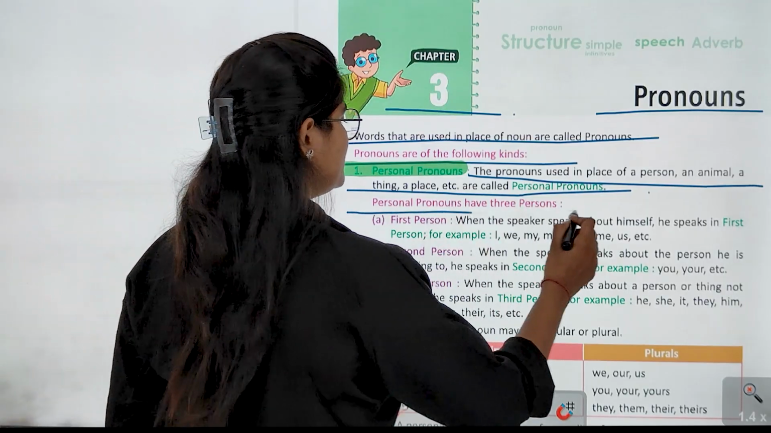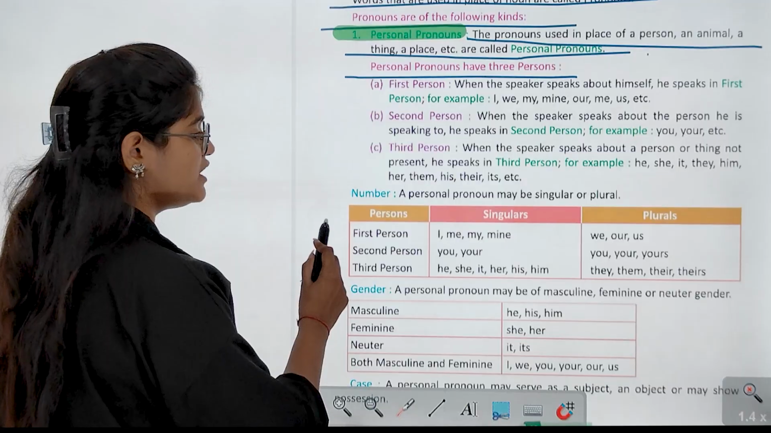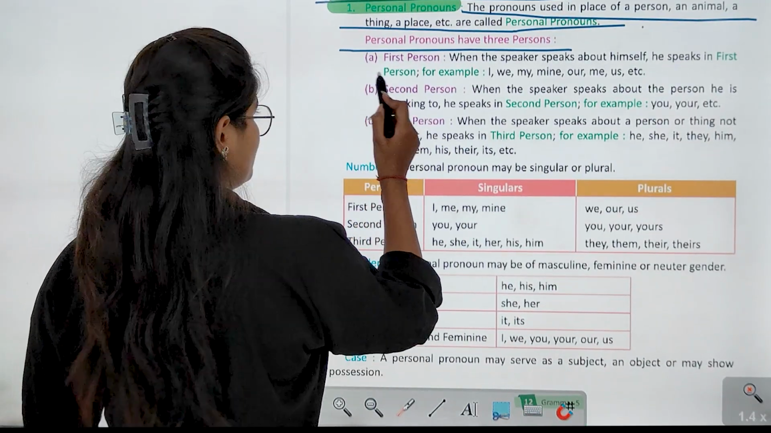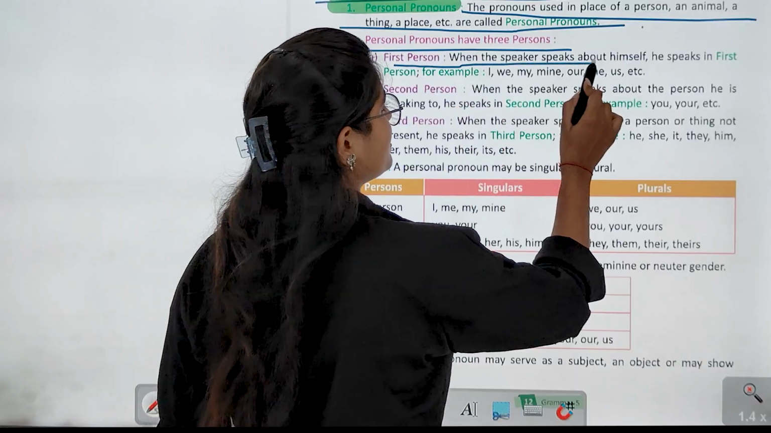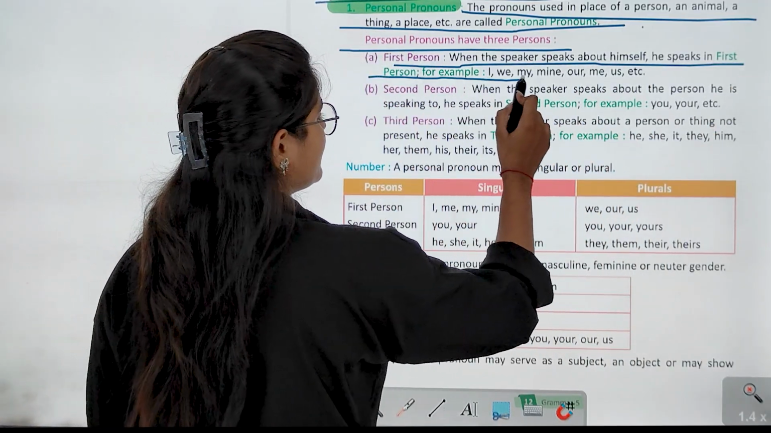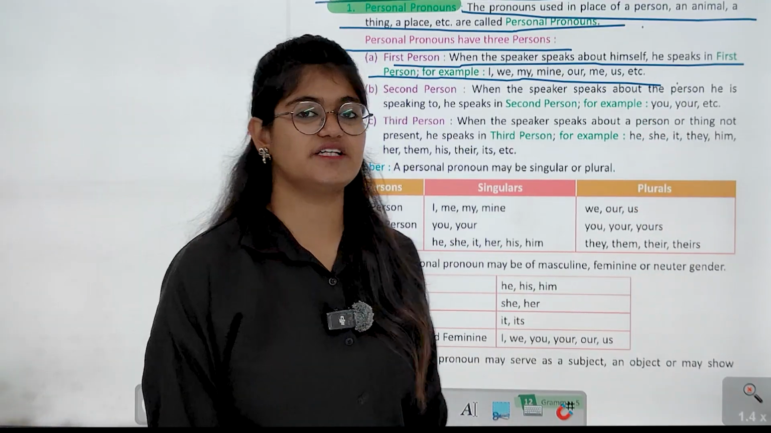Right? Personal pronouns have 3 persons. कि personal pronouns में total 3 persons होते हैं. Who all are they? They are first person. When the speaker speaks about himself, he speaks in first person. For example, I, me, we, my, mine, our, us, etc.